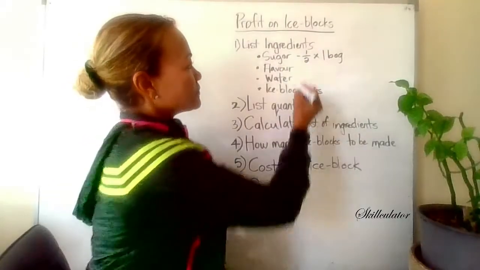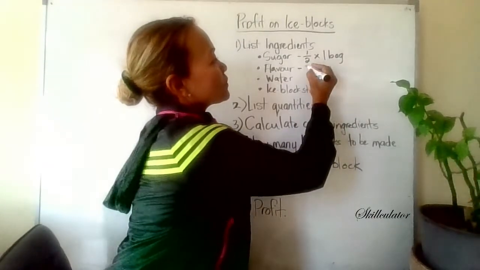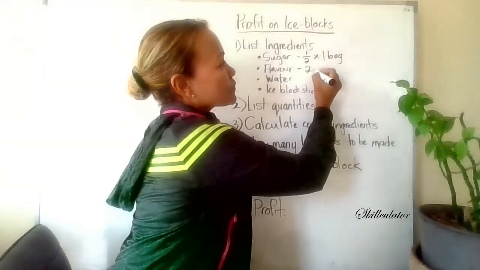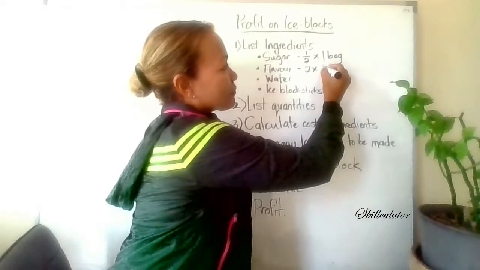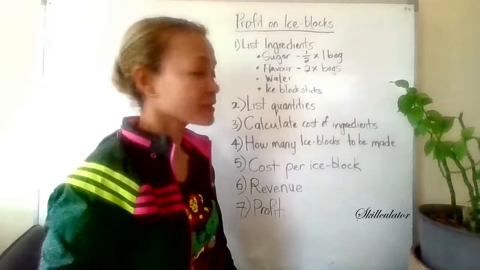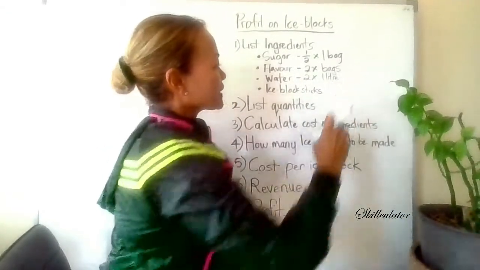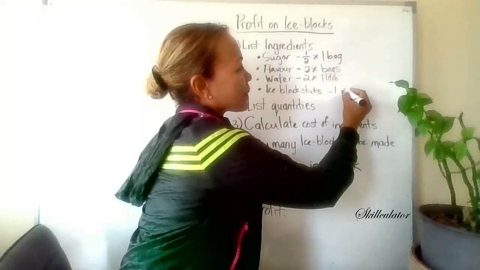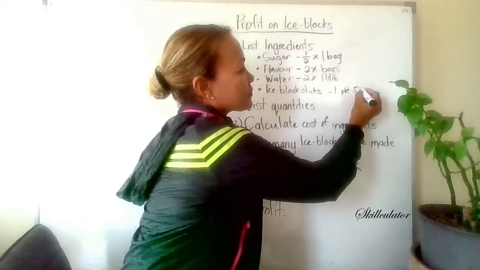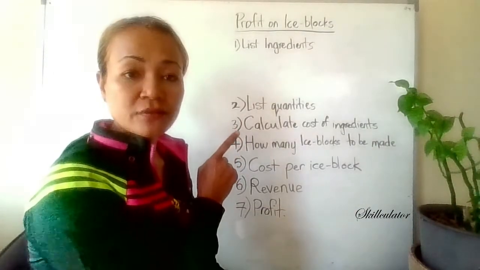The flavor, we already discussed that, 2 at 50 cents each. So 2 times bag. Water, so let's say 2 1-liter jugs. Let's not put in jugs, just 2 by 1 liter, it's fine. Then ice block sticks, 1 packet of 50. That's listing the quantities, and then we calculate the cost of the ingredients.